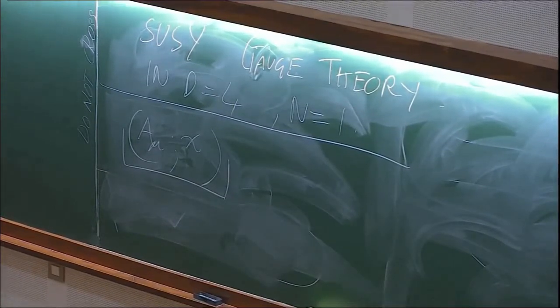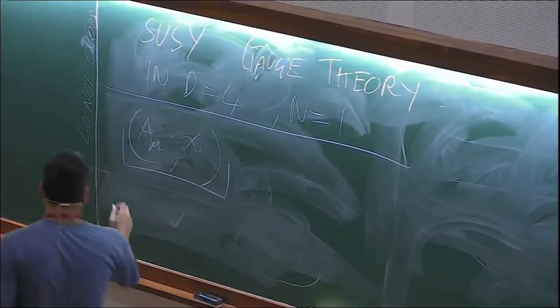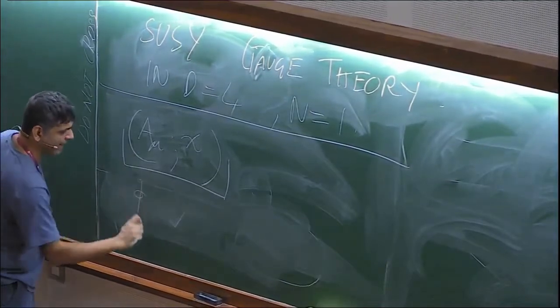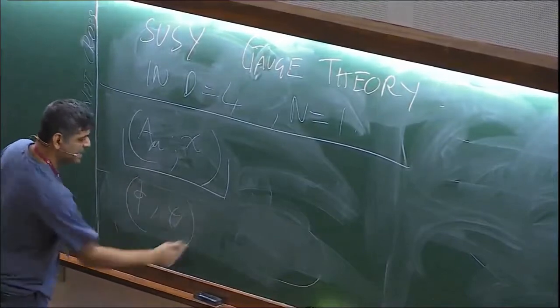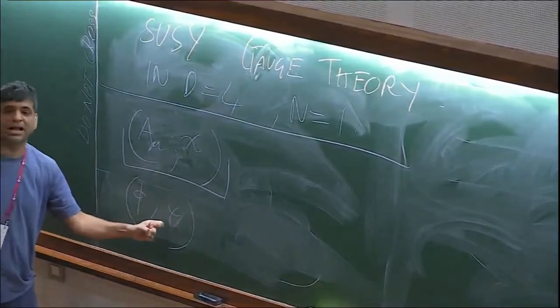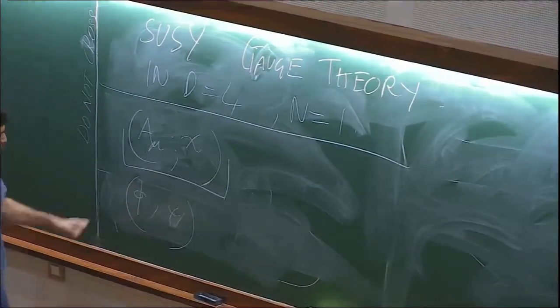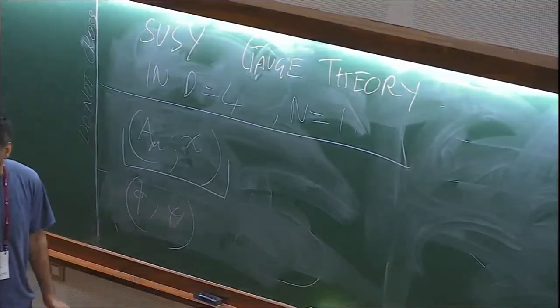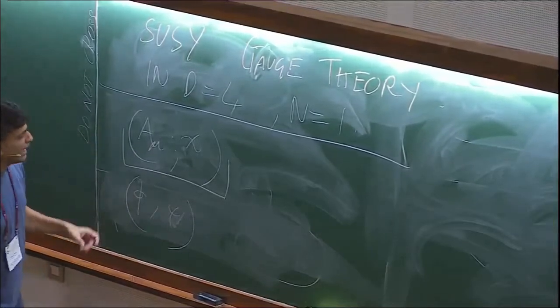Now, apart from the vector multiplet, you can have other kinds of multiplets of 4-dimensional supersymmetry, one of which we did look at last class, the chiral multiplet. And the content of the chiral multiplet is a scalar phi, and it's associated with what's sometimes called the chiralino psi. Complex scalar, Weyl fermion. Let's look at degree of freedom counting.